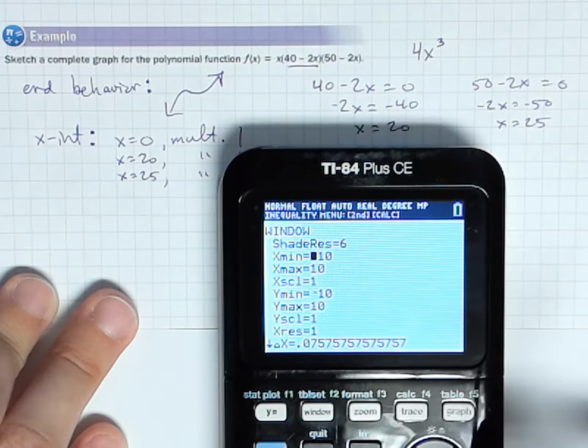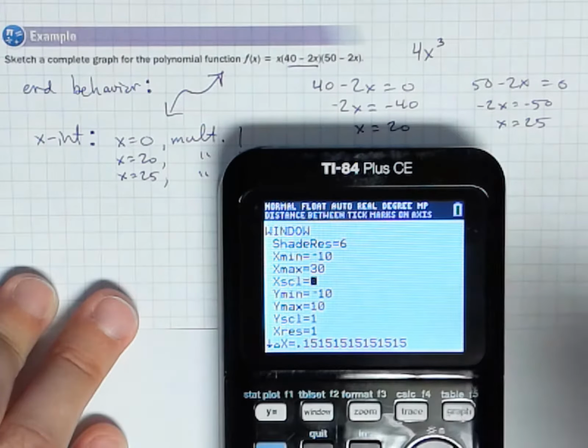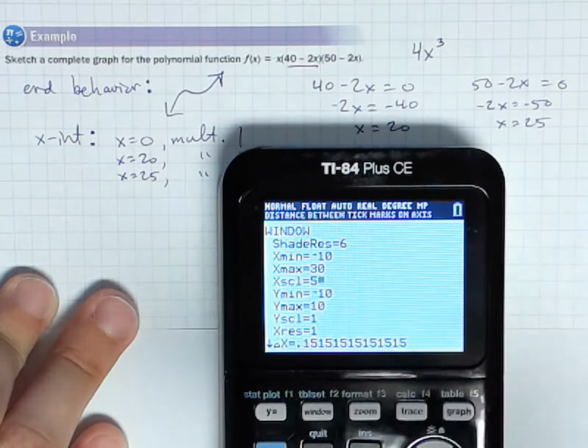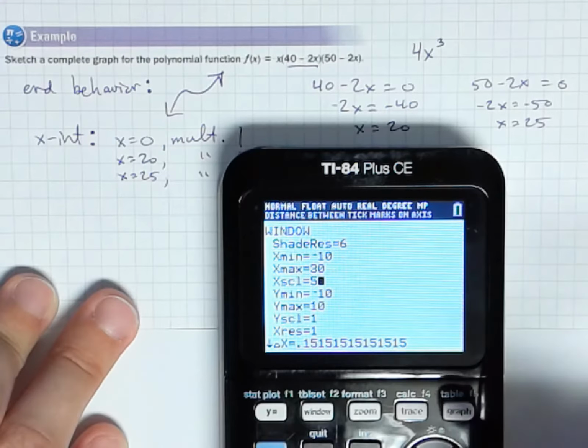And this is common. So my x min, we're probably okay at -10. That's not a big deal. Let's make my x max go out to like 30 though. And for my scale, it's not too big a deal. Maybe I'll just go by 5s. And my y's, I don't know what's going on. I'm guessing that it's up there a ways. But let me just go back to the graph to show you something.